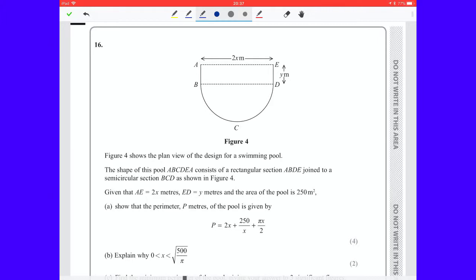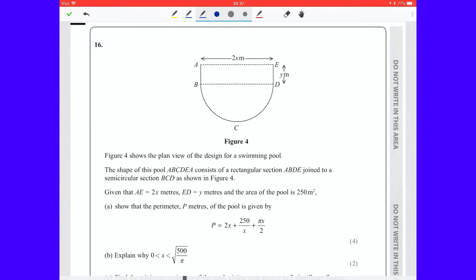Question 16. Figure 4 shows the plan view of a design for a swimming pool. The shape of this pool consists of a rectangular section joined to a semicircular section as shown in figure 4. Given that AE is 2x meters and ED is y meters and the area of the pool is 250 meters squared, show that the perimeter P meters of the pool is given by P equals 2x plus 250 over x plus pi x over 2.